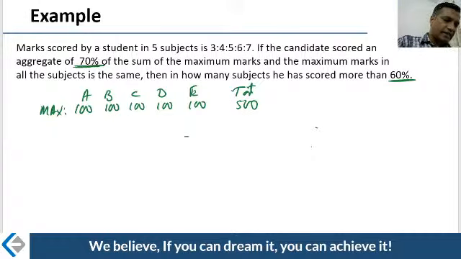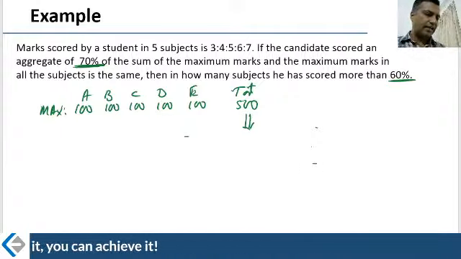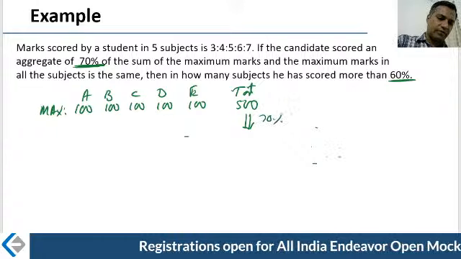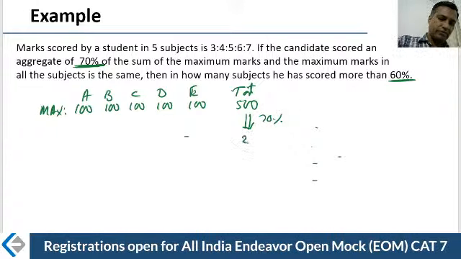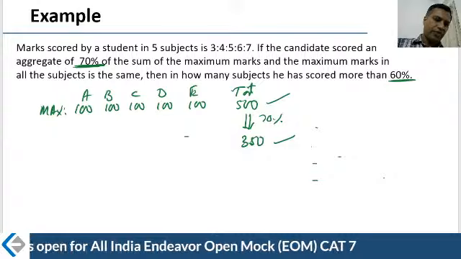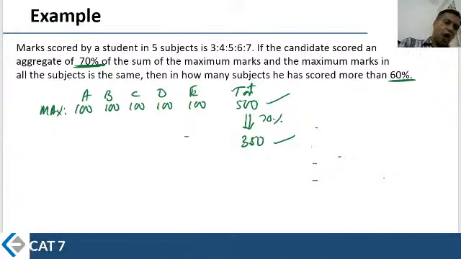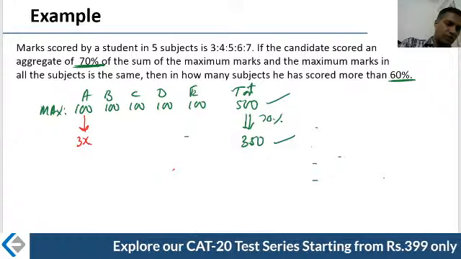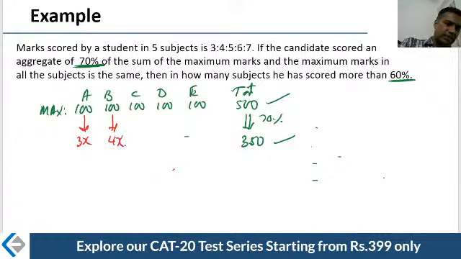Look at his aggregate. His aggregate is how much? 70%, nothing but the average. He scored an aggregate of 70% of the sum of the maximum marks. What is 70% of this? 350 marks. He scored 350 marks. The total marks of all the papers put together is 500. How much did he score? He scored 350 out of this. Great. How did he score? In the first subject, he scored 3x marks. In the second subject, he scored 4x marks.